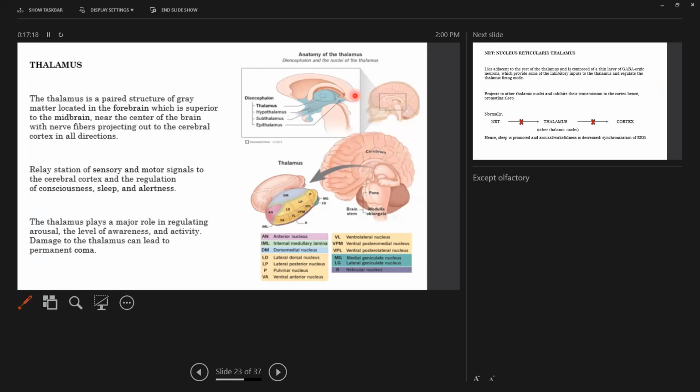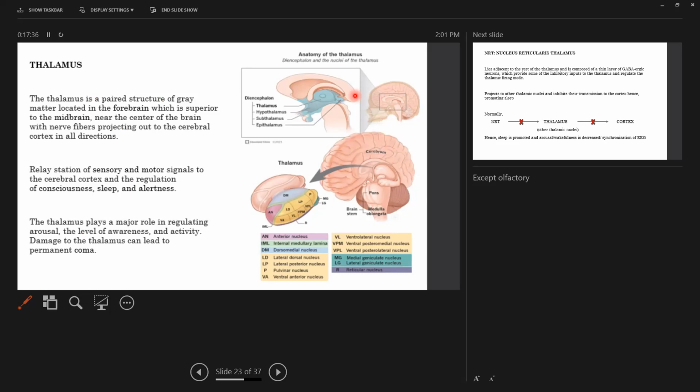Thalamus acts as a relay station. Whatever information is coming, whether sensory or motor, thalamus will act as a relay station, and from thalamus there are various cortical projections to the whole brain. It will send signals to the cortex from the whole body.